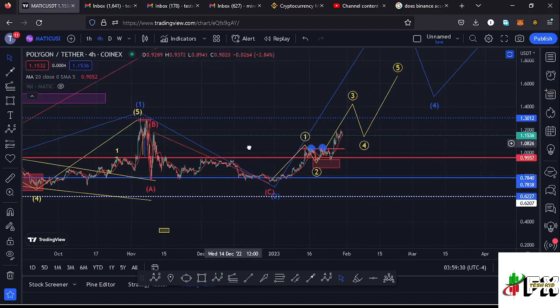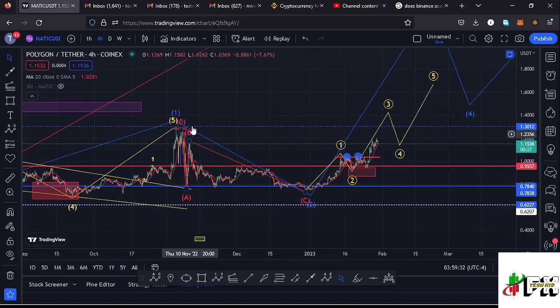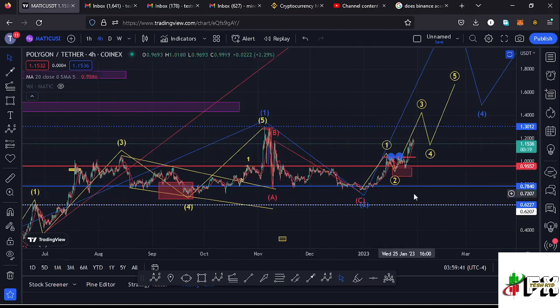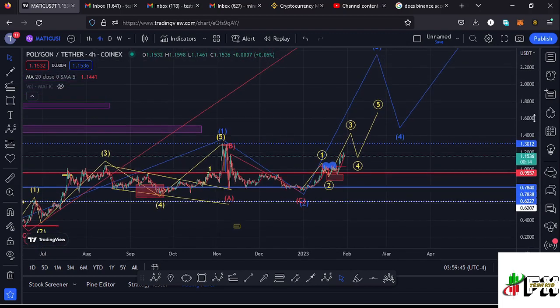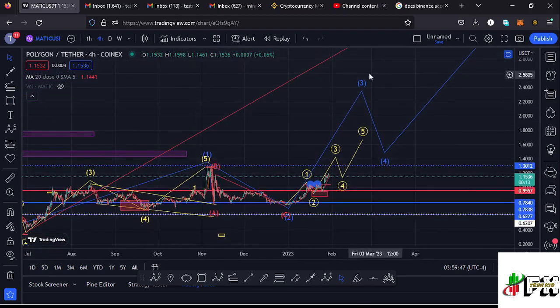And because of its corrective nature, we also expected to see an ABC corrective structure, where you can see that I have this ABC corrective structure giving us a low at around the $0.74 mark. And after seeing the low for that second wave, whatever we expect next is a bounce to the upside in the formation of a larger Elliott wave count 3, and I believe this is what is playing out.